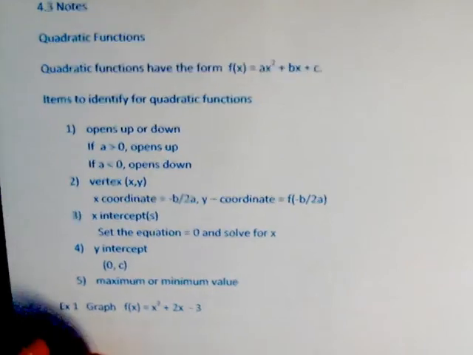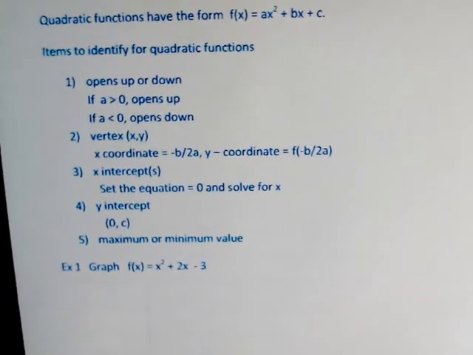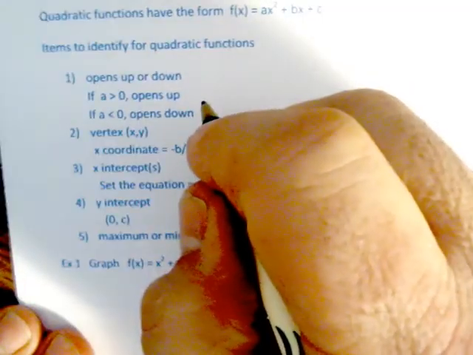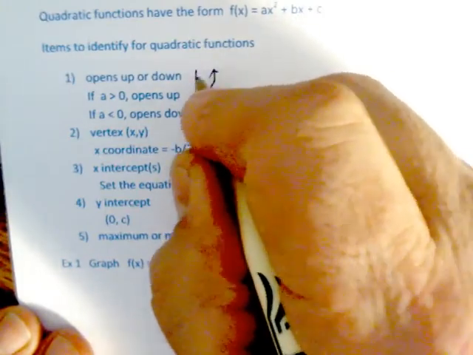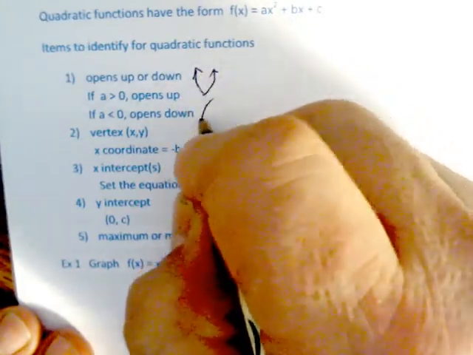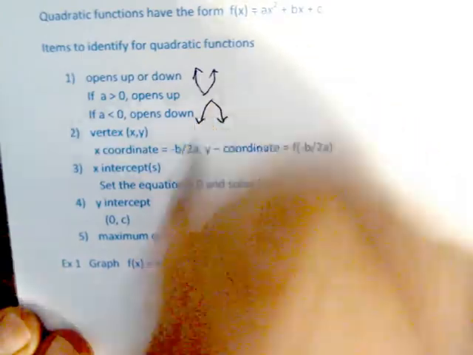These are the items we want to identify for your quadratic functions. Whether it opens up or down. So when we talk about opening up, it's either going to be a U shape like that. Opening down is going to look something like that.